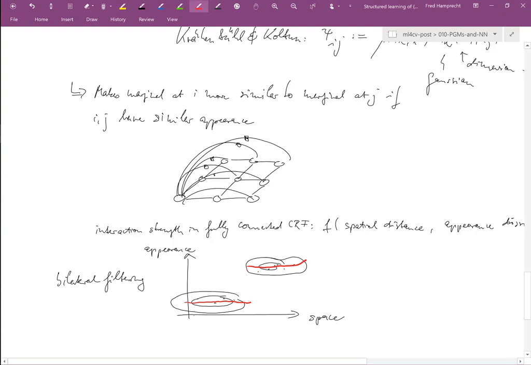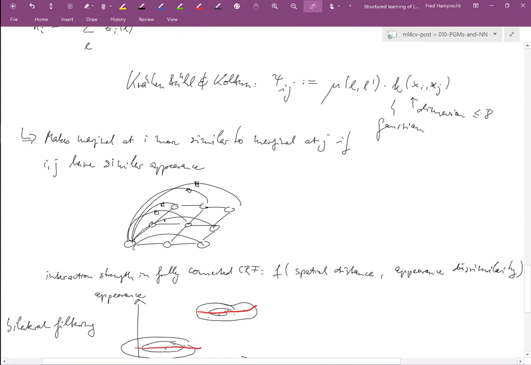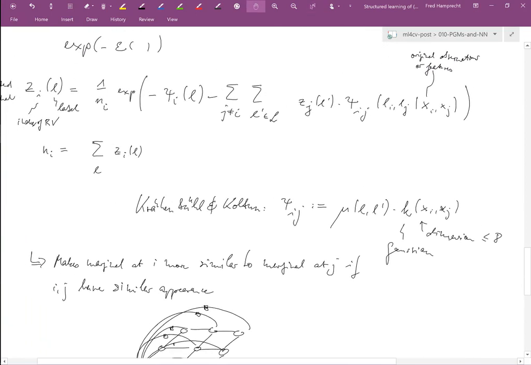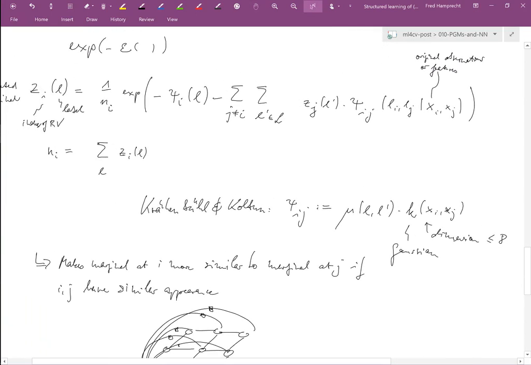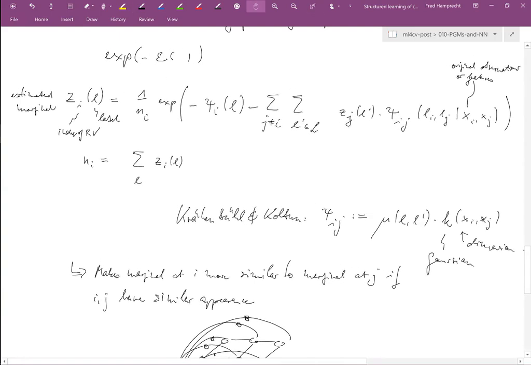Good. So this is bilateral filtering, and this inference in fully connected CRFs is essentially a glorified bilateral filtering. It's bilateral filtering with more of a theoretical justification. We can do one more thing.